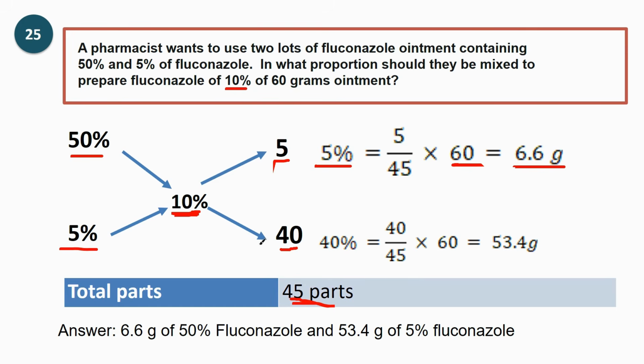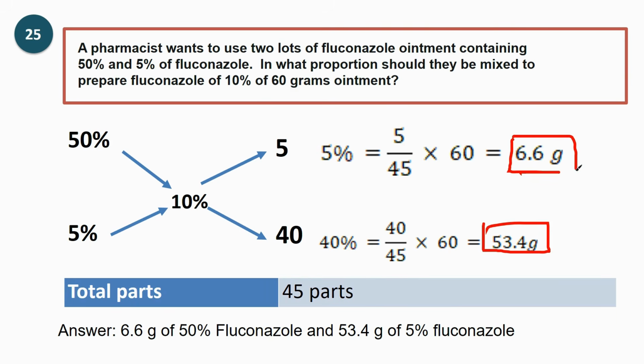Whereas the 5% one is 40 divided by 45, which is 53.4. So basically you add 53.4 grams with the 6.6 grams together. If you add these two and mix them together, the new concentration would be 60 grams of 10%. So that would be your answer.